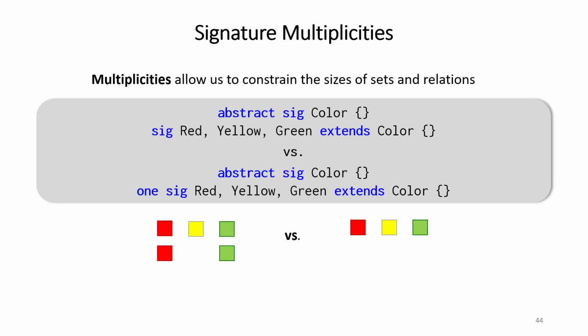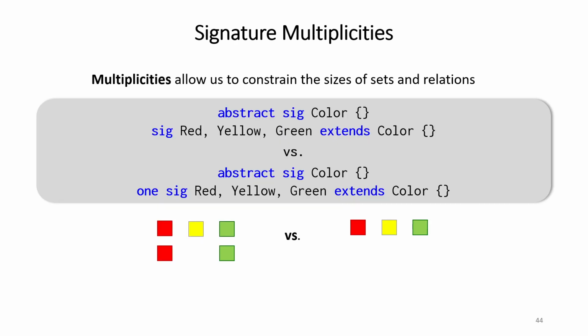So in the first one, if I had scope 5, I could have colors like this, right? I can instantiate red as many times as I want. But here in the second one, I can instantiate each exactly once, and I have to instantiate each exactly once. So here I could have some color not even appearing.